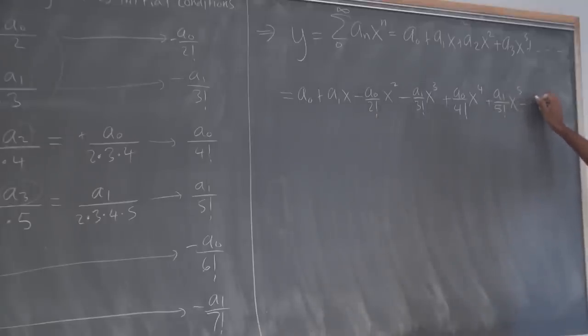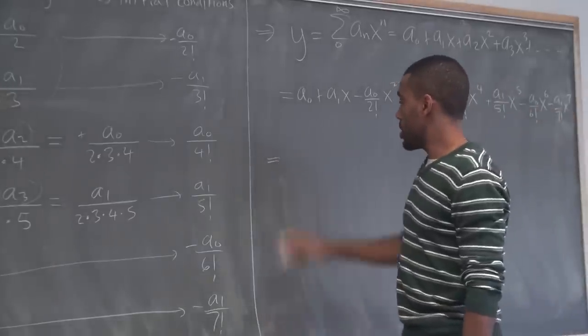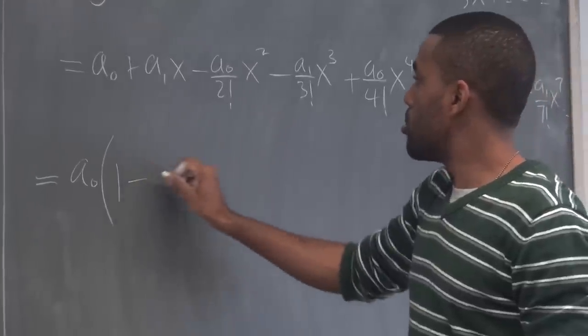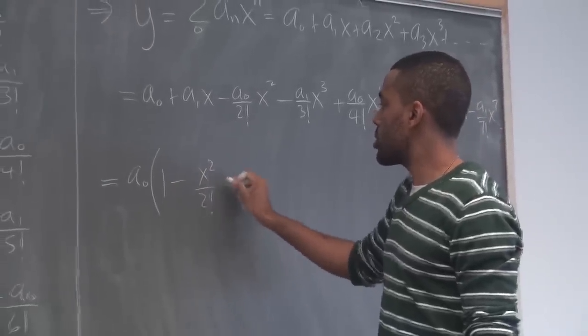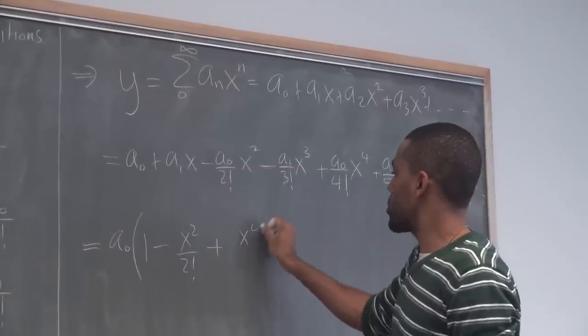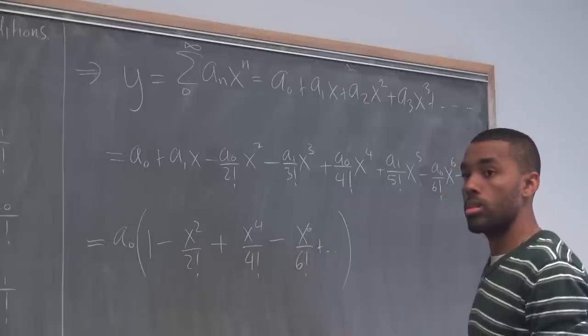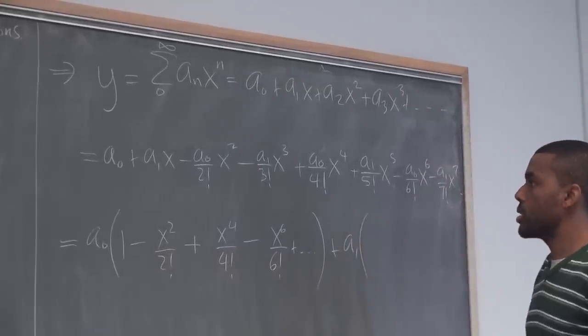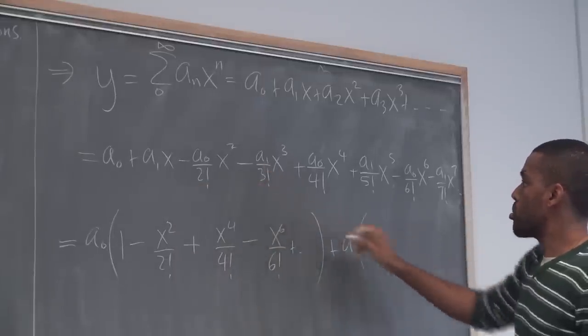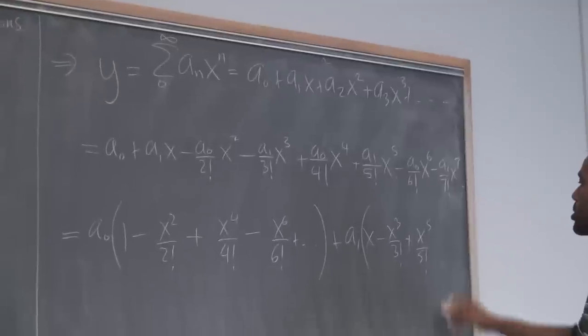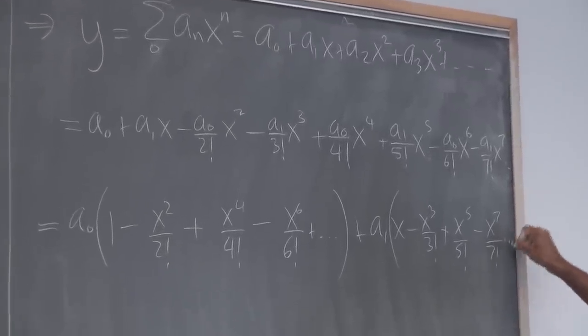a5 I can replace with plus a1 over 5 factorial x to the 5th. a6 is minus a0 over 6 factorial x to the 6, minus a1 over 7 factorial x to the 7, etc. And now what you want to do is group things by a0s and a1s, right? So if I group all the a0s, I would have 1 minus x squared over 2 factorial plus x to the 4 over 4 factorial minus x to the 6 over 6 factorial, plus a1 times x minus x cubed over 3 factorial plus x to the 5th over 5 factorial minus x to the 7 over 7 factorial, dot dot dot.